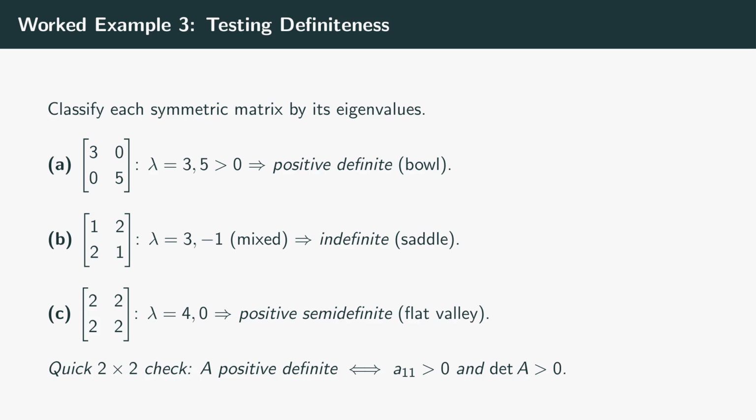Case B, 1's on the diagonal and 2's off it. Its eigenvalues are 3 and negative 1, mixed signs, so it is indefinite. A saddle curving up along one eigendirection and down along the other.